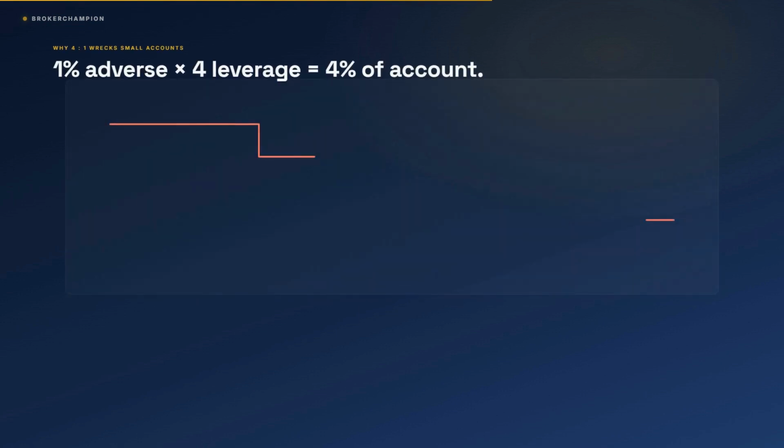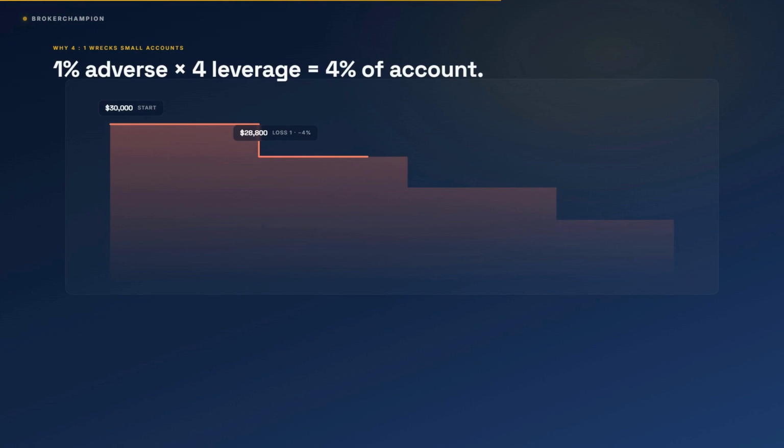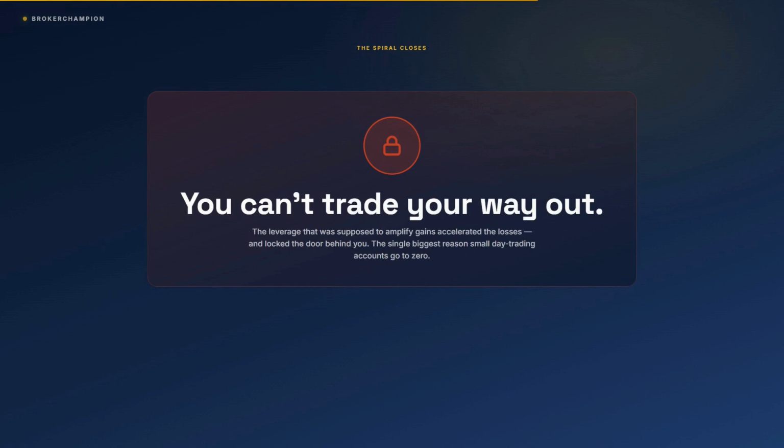Here's the part that wrecks small accounts. 4-to-1 leverage is symmetric. A 1% adverse move on a fully margined position is 4% of account equity. 3 of those in a row puts a $30,000 account at $26,400. A 4th puts you under $25,000, and now the PDT flag is an active block on your recovery trades. You can't trade your way out. The leverage that was supposed to amplify gains accelerated the losses and locked the door behind you. That's the death spiral. It's the single biggest reason small day trading accounts go to zero.